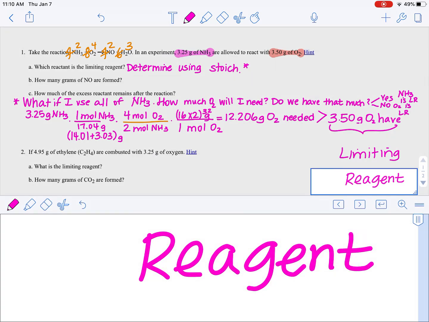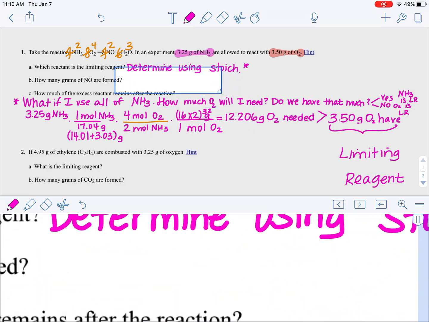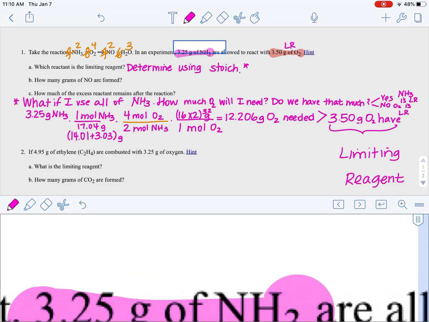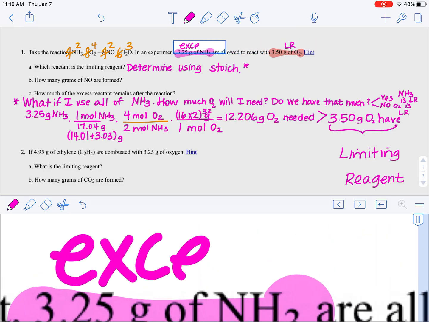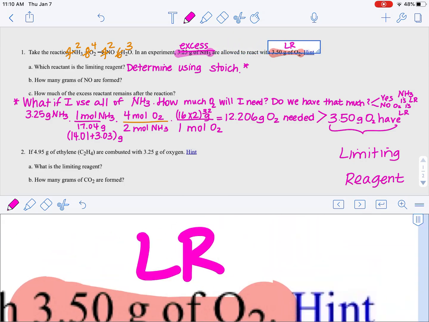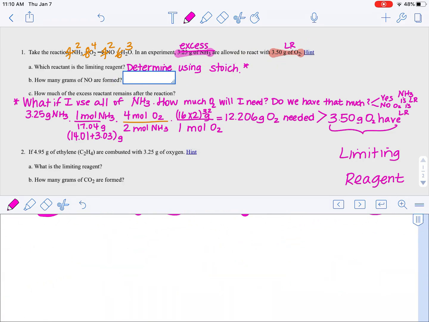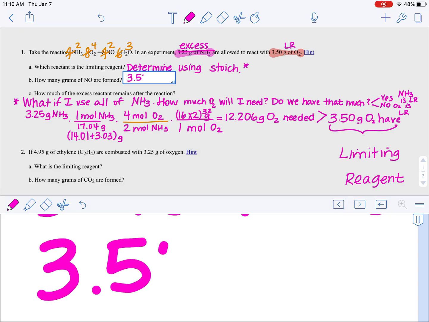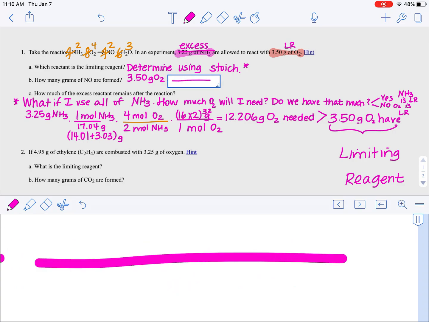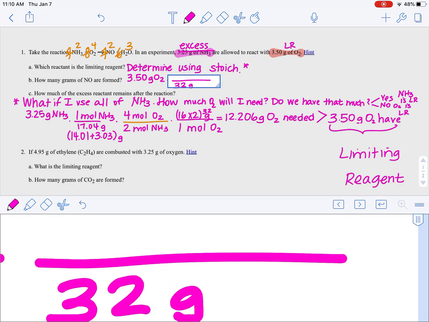Now that I've determined my limiting reagent, I'm able to answer how many grams of nitrogen monoxide are formed. Since oxygen is my limiting reagent and the nitrogen trihydride is my excess reagent, I ignore the data for the excess. I have so much of it, I'm not going to run out. I'm only going to hyper-focus on the information for my limiting reagent, because once I run out of it, I can't do anymore. So 3.50 grams of oxygen, and now I do stoichiometry regular.